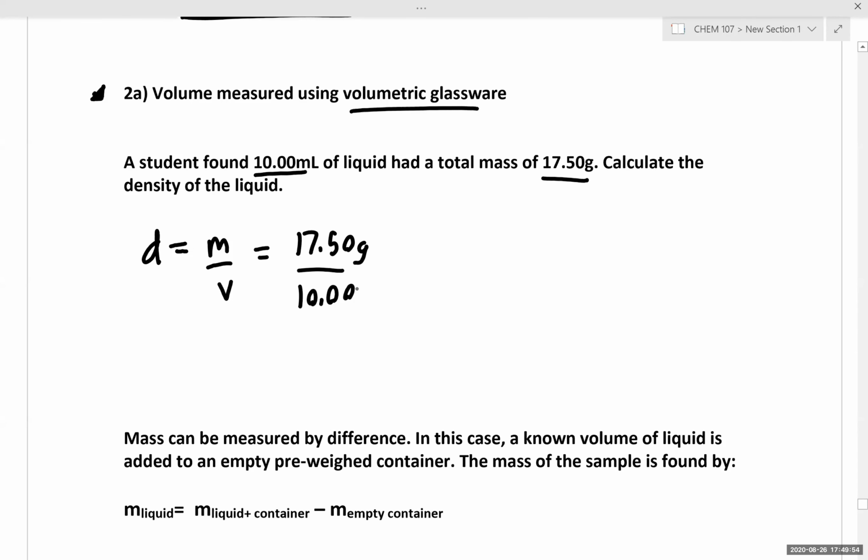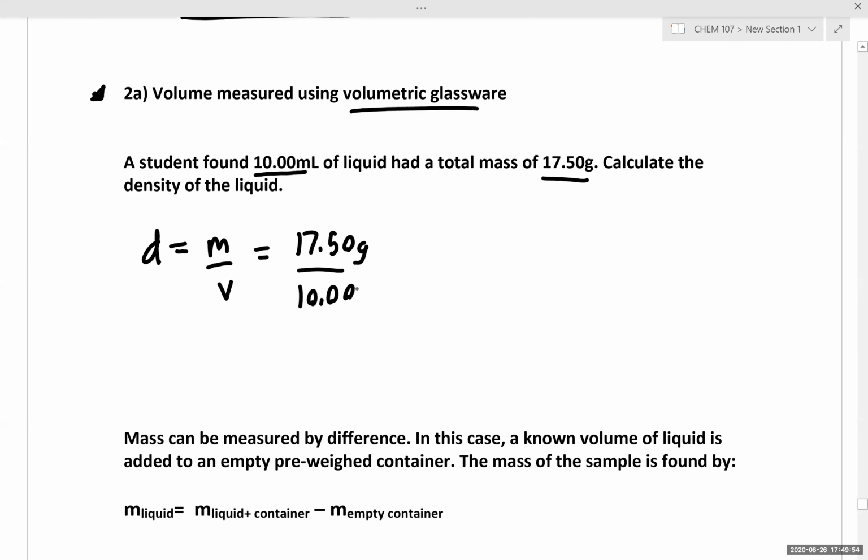So let's look at an example of weighing by difference. A student found the mass of a 50 milliliter beaker to be 22.500 grams. The student adds 25 milliliters of liquid to the beaker, and they found the combined mass was 47.500 grams. So let's calculate the density of our sample. Density is equal to mass over volume.